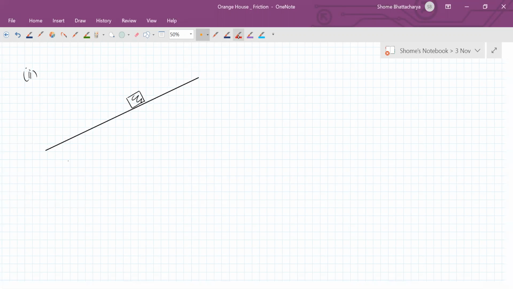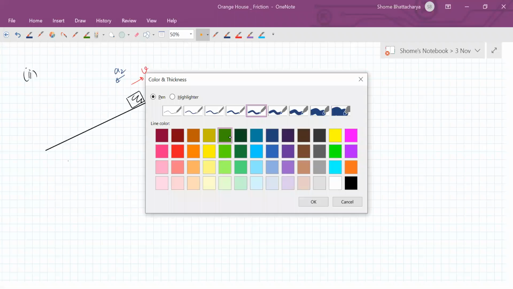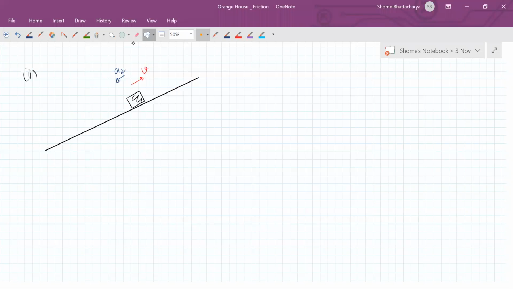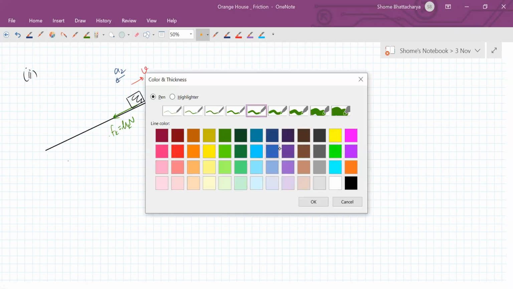Because our block is moving in this direction, the velocity is in this direction, even though the acceleration is obviously in the opposite direction. The deceleration is like this. So what about friction? Immediately you will understand that kinetic friction will oppose slipping. So slipping is in the forward direction, up the inclined plane. So kinetic friction will act like this. This is the main thing you have to understand. Rest of the things are standard.